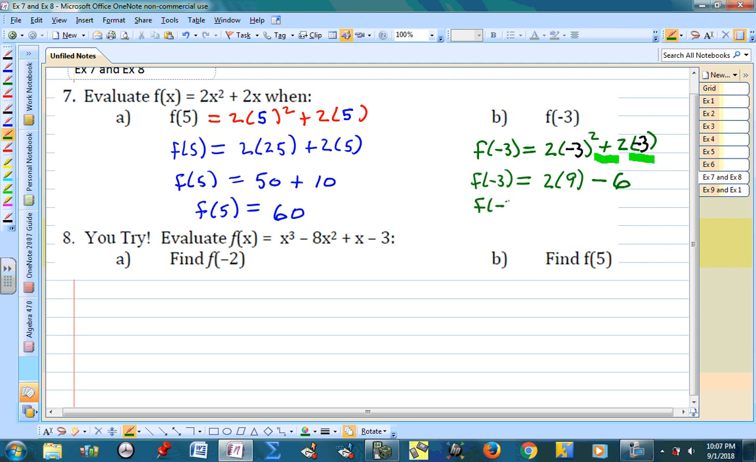Okay, next we'll multiply. 2 times 9 is 18. And then finally we'll do the subtraction. 18 minus 6 is 12. So f of negative 3 is 12.